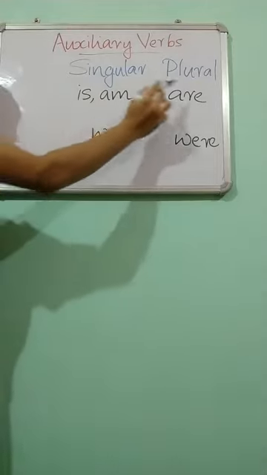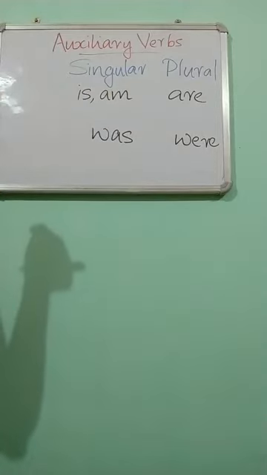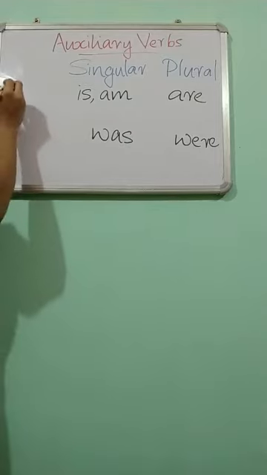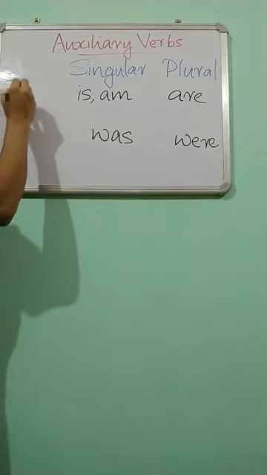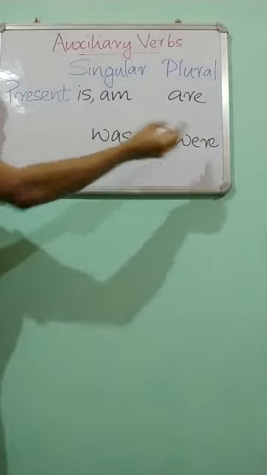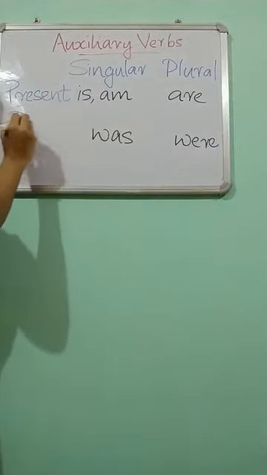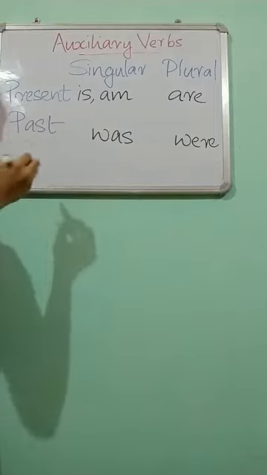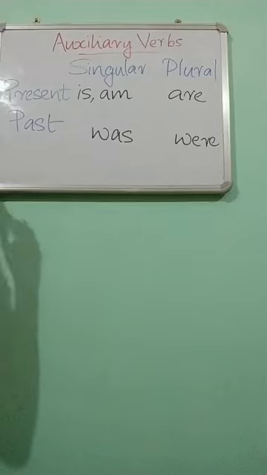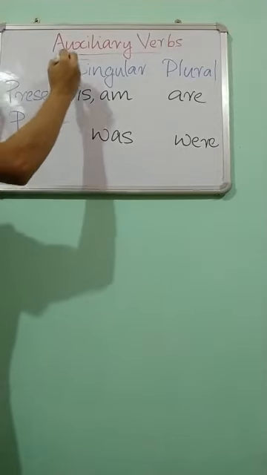Okay? Is, am and are are used to talk about things that happen in the present, that happen now. So, these are used in the present tense. Was and were are used in past tense. Okay? Was and were denote actions that have already taken place in the past. Okay. You can draw this box in your notebook.